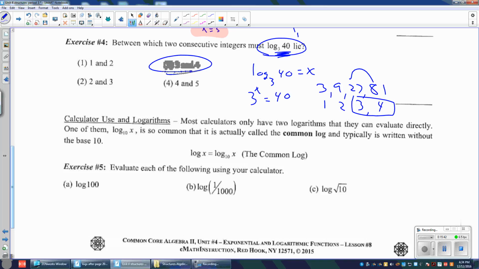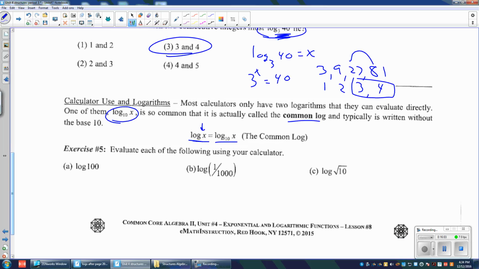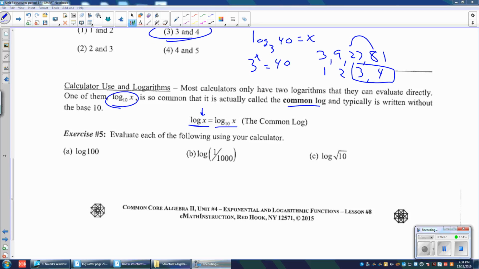Most calculators only have 2 logs, and they can evaluate directly one of them. Okay, log base 10. It's so common that it's the common log, and it's written without the base. So whenever you see log without anything written as its base, we know it is log base 10, or the common log. The other one is the natural log, written as ln, and that is log base e. e is a number, and that number, e, is 2.7.